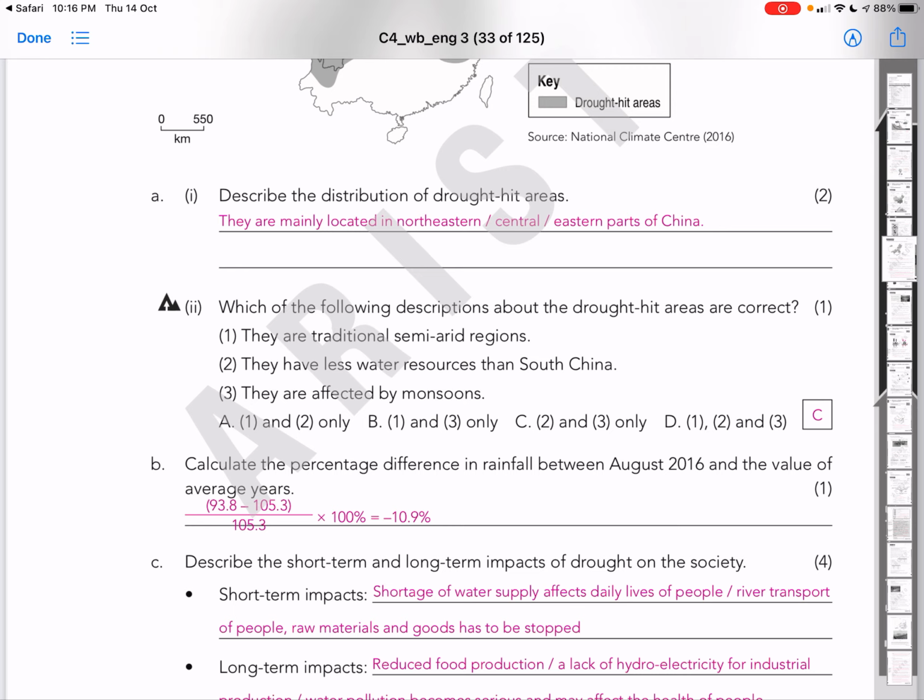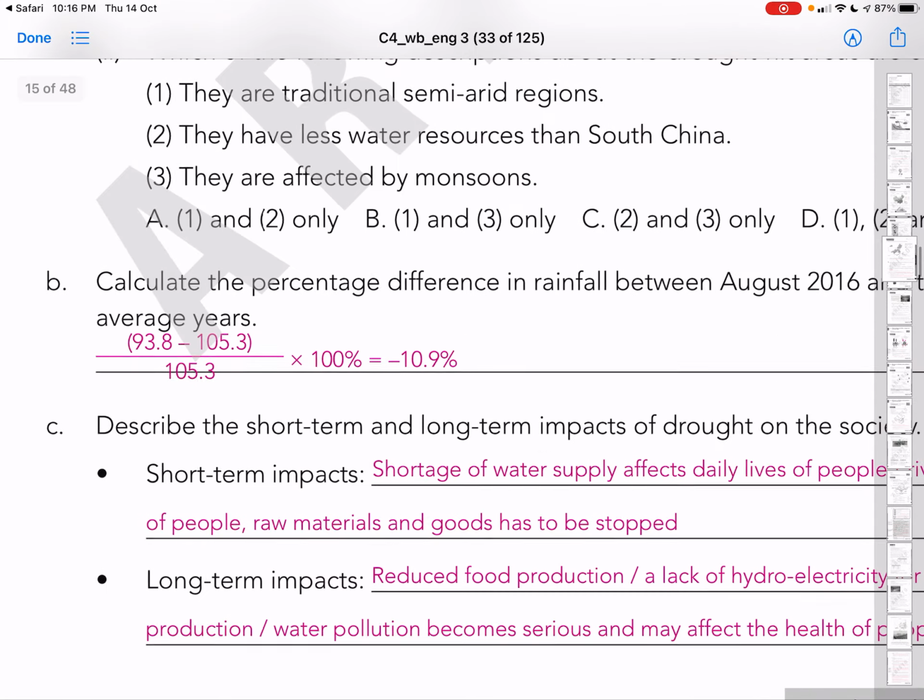Not really, because they are not really having fewer. Most of it is because there is too large a population right there. They are affected by the monsoon, true, because they are still in the coastal area, and the coastal area is still approaching northeastern China, and then they are right here.